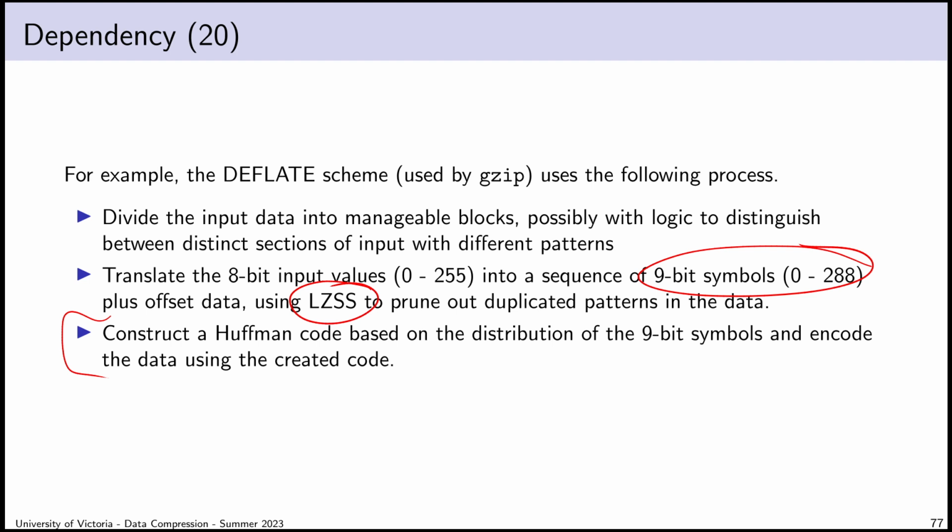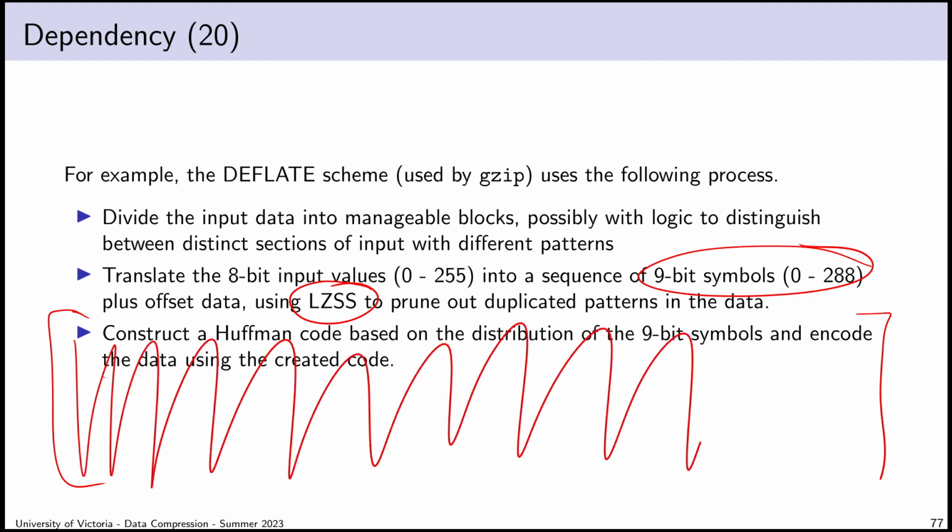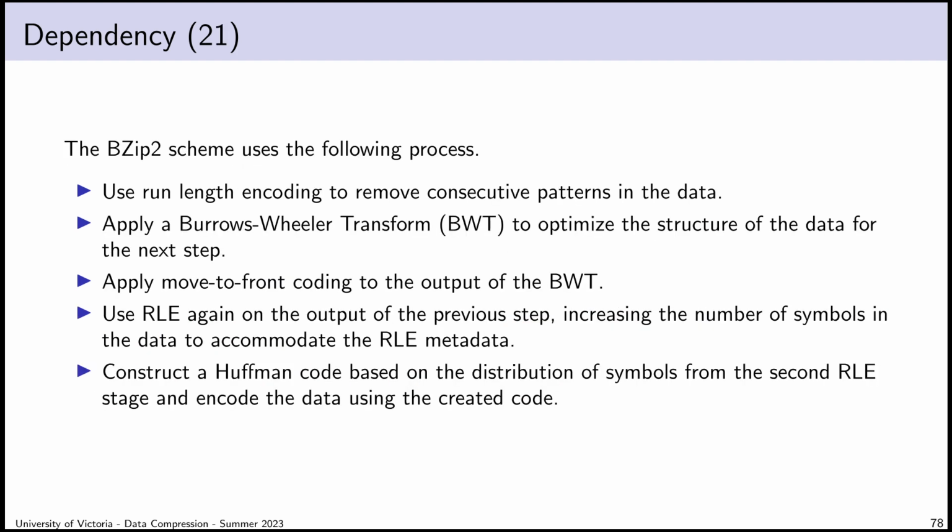Now, actually, this slide is really oversimplifying things. This step of constructing a Huffman code is way longer than it looks. We just don't know anything about Huffman coding yet. When we get to assignment 2, your nightmare on assignment 2 will be happening sort of in this area. So have fun. For bzip, as I've mentioned before, is a highly pipelined scheme. It uses the following process.